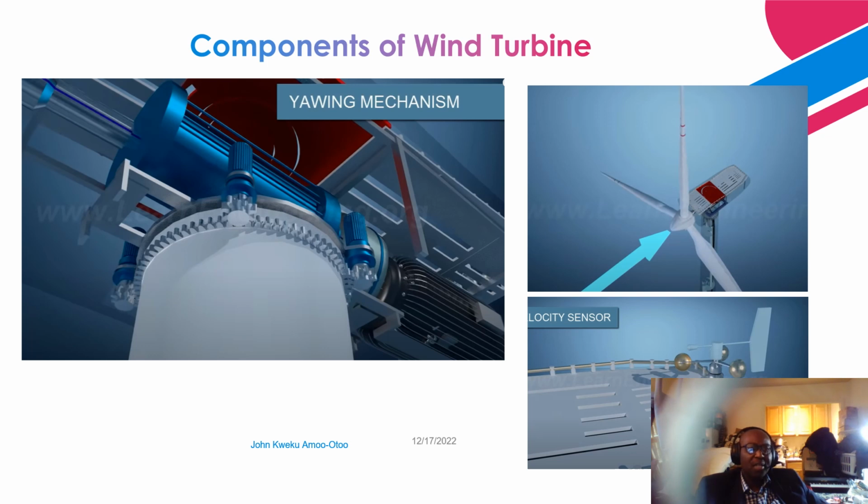Remember I made mention of the yaw mechanism, the yaw system. And what is the yaw system? I will re-emphasize: it helps the blades to realign if the wind direction changes. So it has several motors. As you can see, these are the motors that help the wind turbine blade and the hub to move and realign with the new direction. And below that is the velocity sensor, and that senses the wind velocity and wind speed.